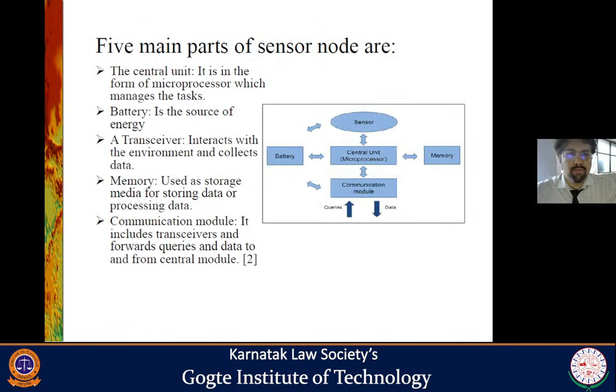Now there are five main parts of a sensor node, which is the central unit. It is composed of a microprocessor which manages the task. This is kind of like the CPU of a computer system. Then there is a battery, which is the source of energy. Then there is a transceiver, which interacts with the environment and collects the processing data. And then you have memory, which is used as a storage device, and a communication module, which interacts with other peripherals and queries data and sends it to a central module.